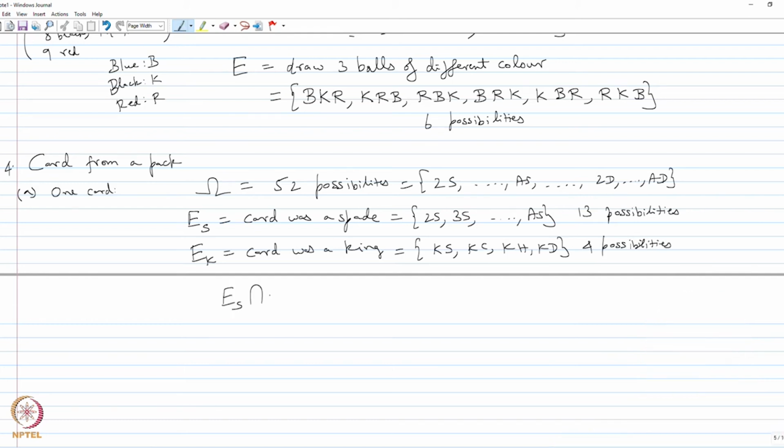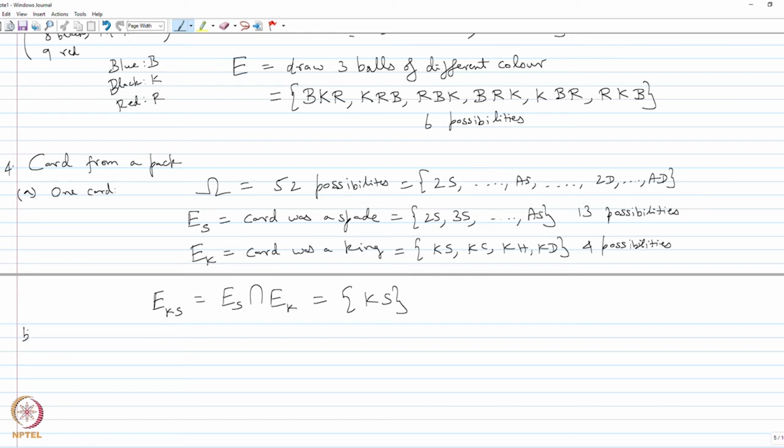If you want an intersection here, this will simply be king of spades, right? So the card needs to be a spade, and the card needs to be a king also. There's only one card like that, the king of spades, and you could even call this event EKS. There's only one outcome there, king of spades. So this is all that you can do with drawing one card.